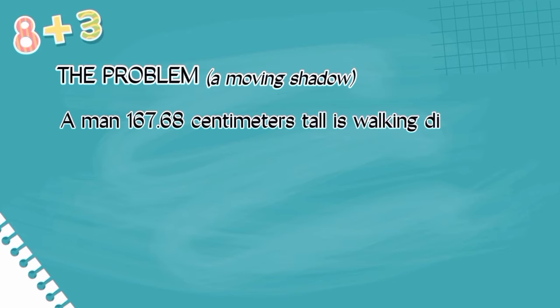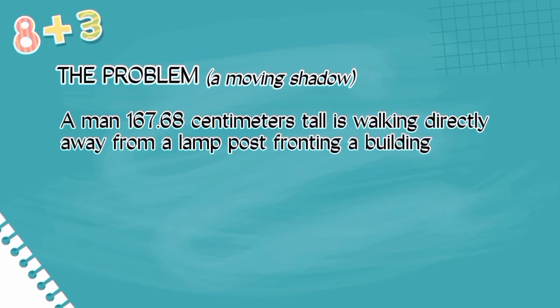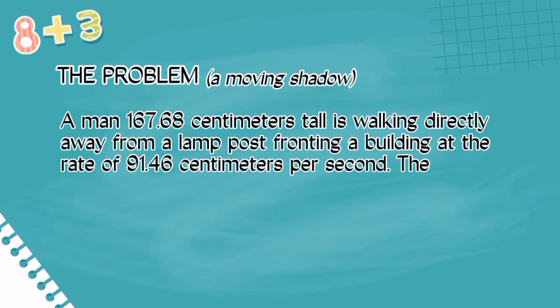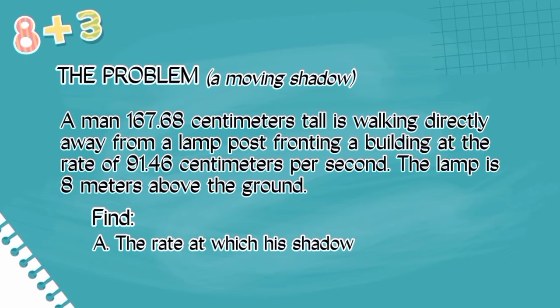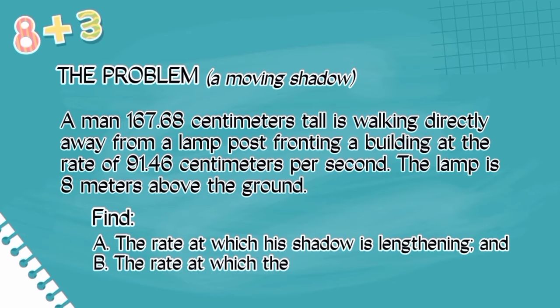The problem is that a man 167.68 centimeters tall is walking directly away from a lamppost fronting a building at the rate of 91.46 centimeters per second. If the lamp is 8 meters above the ground, find A. The rate at which his shadow is lengthening, and B. The rate at which the tip of his shadow is moving.